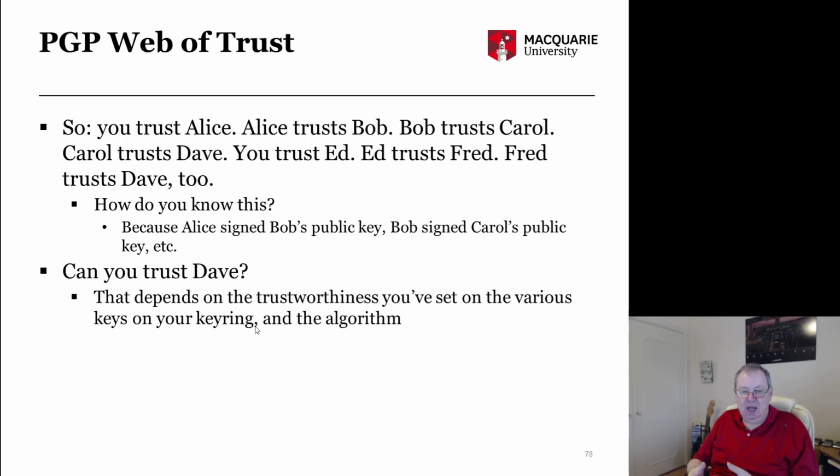But can you trust Dave? Well, that depends on whether you fully or marginally trust, let's say, Carol or Fred. If you trust Fred and Carol marginally, that's 2 marginals. If you are running PGP, you probably would fully trust Dave. If you're running GNU Privacy Guard, you might not. If you fully trust Carol, then that's enough, right? And so on and so forth.